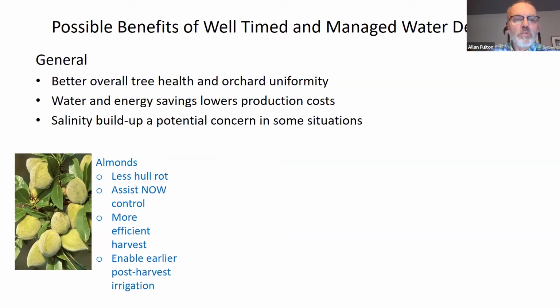And if we are able to mature the crop more uniformly and lead to a more efficient harvest, this will allow us to get the crop harvest done more efficiently and lead to earlier post-harvest irrigation, which we know can be very important to bud development for next year's crop and yield potential.